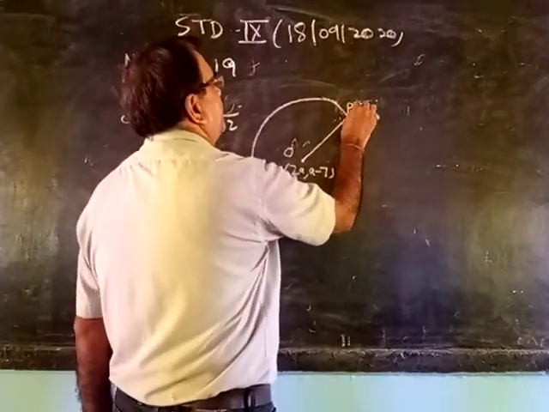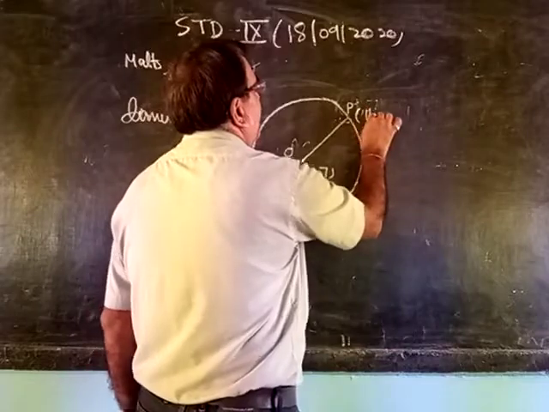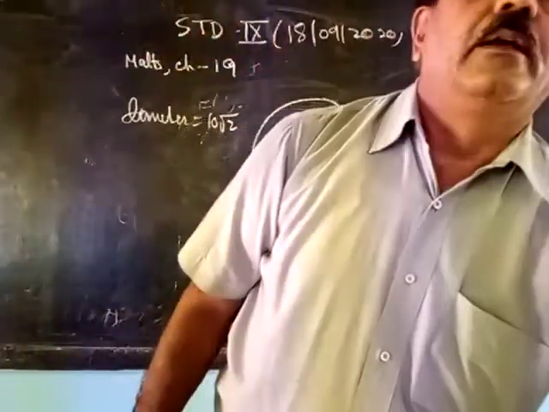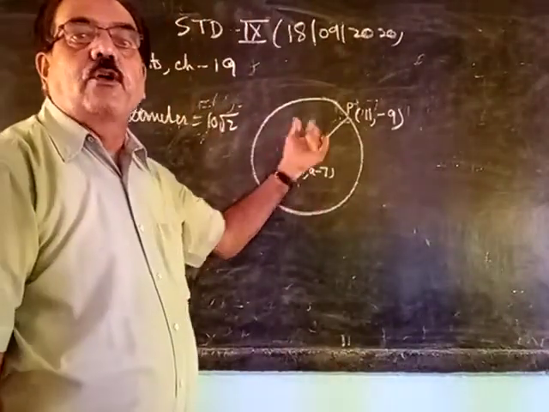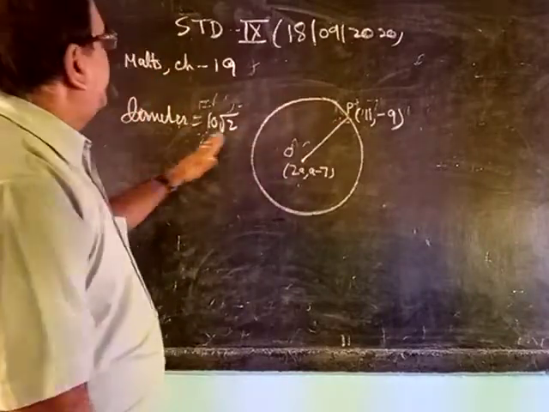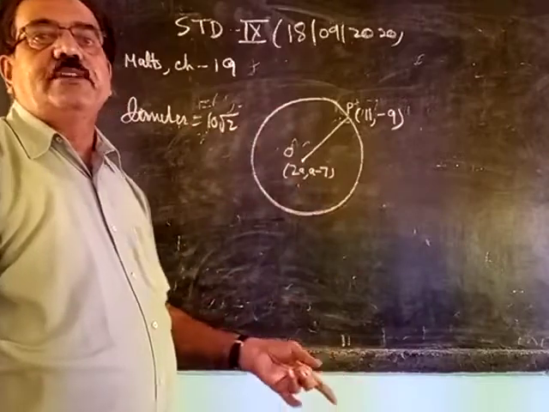Another point P is given here, with coordinates (11, minus 9). These coordinates are given. Then you have to find the value of a, meaning the coordinates of the center. Since the diameter is given as 10 root 2, the radius will be half of the diameter.